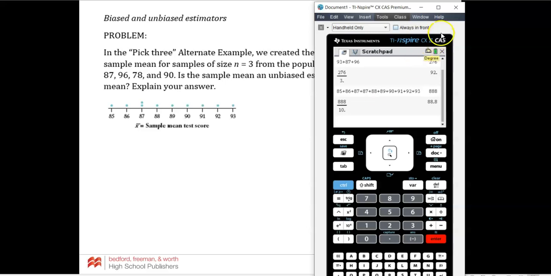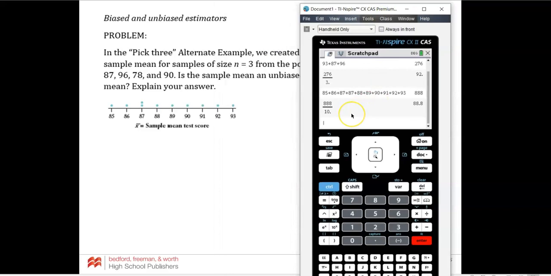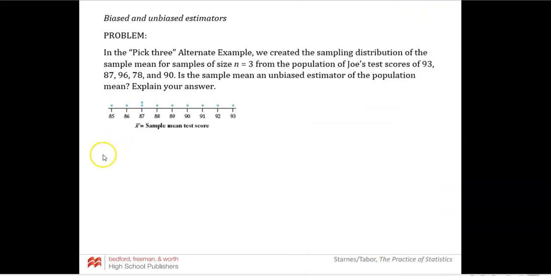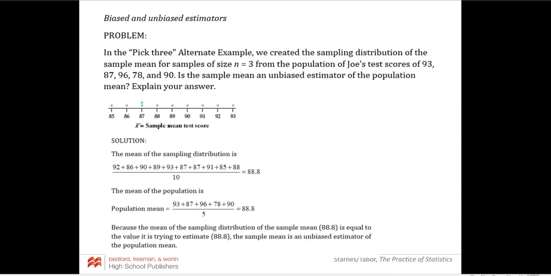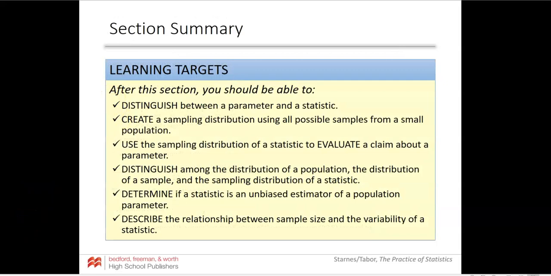And if we added up the 5 different values there, the first one was 93. So 93 plus 87 plus 96 plus 78. So this is the population, divided by 5, population mean is 88.8. So the mean of the sampling distribution that came from the dot plot was 88.8. That's called x bar. The mean of the population, those 5 numbers there, would be the mu, which is called a population parameter. It's also 88.8. So is it an unbiased estimator? Absolutely it is, right? The mean of the sampling distribution of the sample mean is equal to the parameter it's trying to estimate. So it is an unbiased estimator. Okay, that was quick. That's your lesson for today.